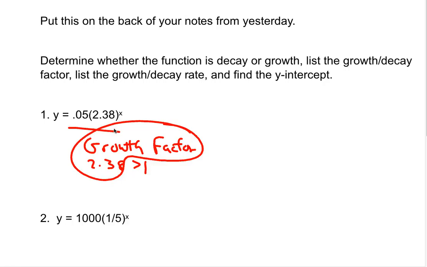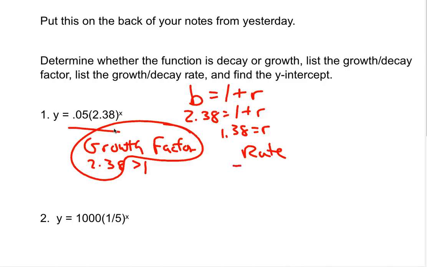The rate of decay, I think I did a better job in some classes than others yesterday. Didn't quite hit it greatly in all my classes. Growth and decay rate is that R. Remember, B equals 1 plus R. So if my growth factor B is 2.38, then R is simply 1.38. And so when I ask for the growth rate, you can say 1.38, but generally we report that as a percent. So that's 138%.